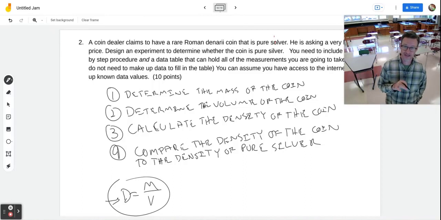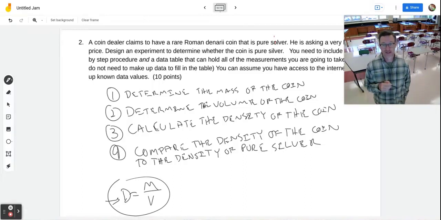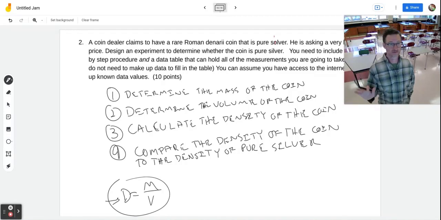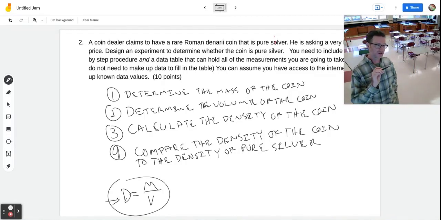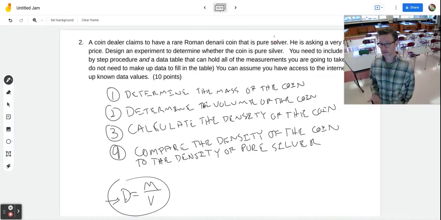If those two numbers are not the same, you can say with absolute certainty that the coin is not pure silver. Little trick, though. If you find that the density is the same, that doesn't 100% guarantee that the coin is pure silver, because you could come up with a combination of other things that might have the same density as silver. So you can exclude it. If the numbers don't match, it's not pure silver, end of story. But the fact that it is the same density doesn't necessarily mean it's pure silver. It would be unlikely that you could find something that's not pure silver that has the same density, but it's possible. So just throwing that out there.